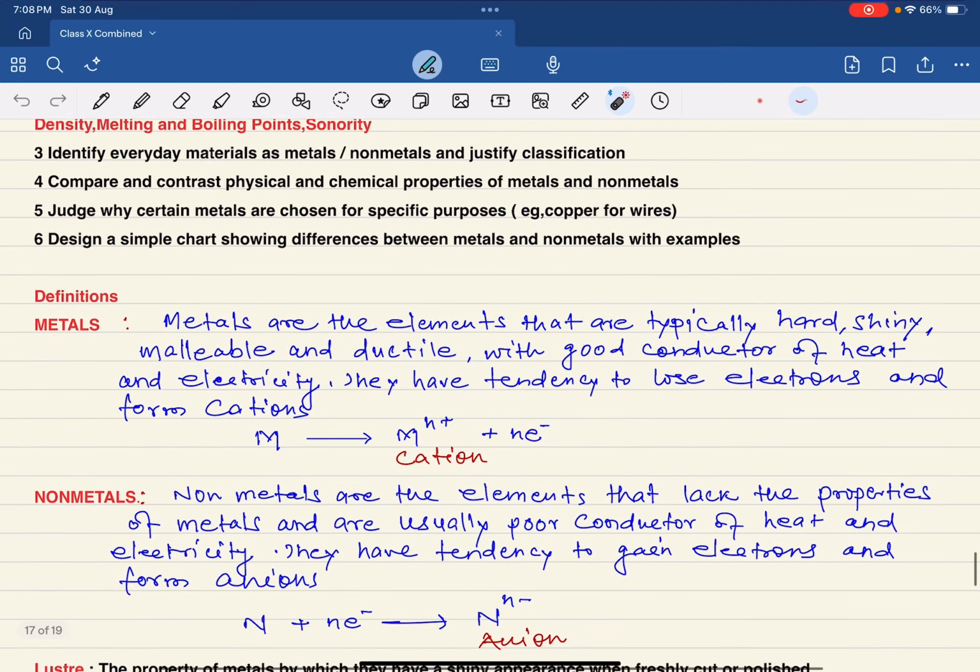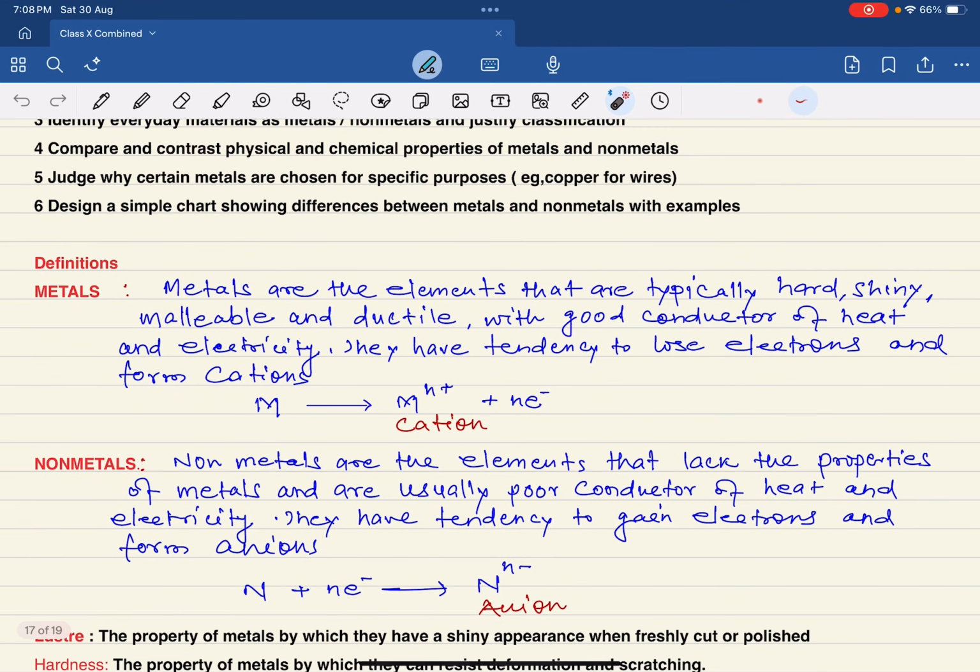So, first of all, I am going to explain the metals. Metals are the elements that are typically hard, shiny, malleable and ductile with good conductor of heat and electricity. They have a tendency to lose electrons and form cations. Metals lose 1, 2 and 3 electrons because we know that metals are those that contain 1, 2 and 3 electrons in outermost shell, and they have a tendency to lose electrons to acquire stability and form cations.